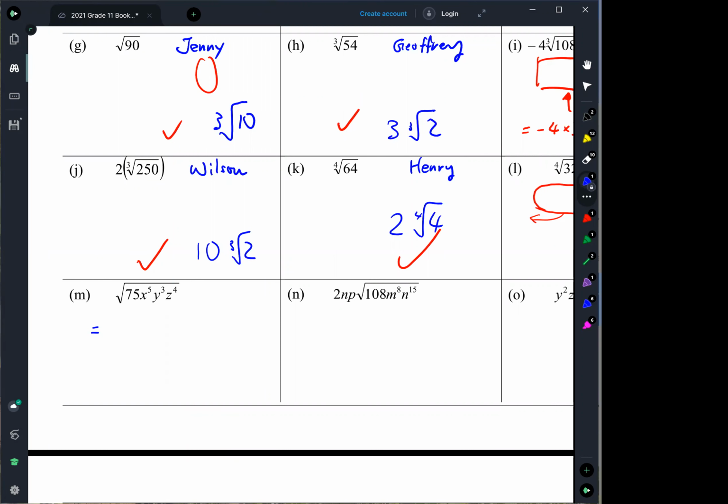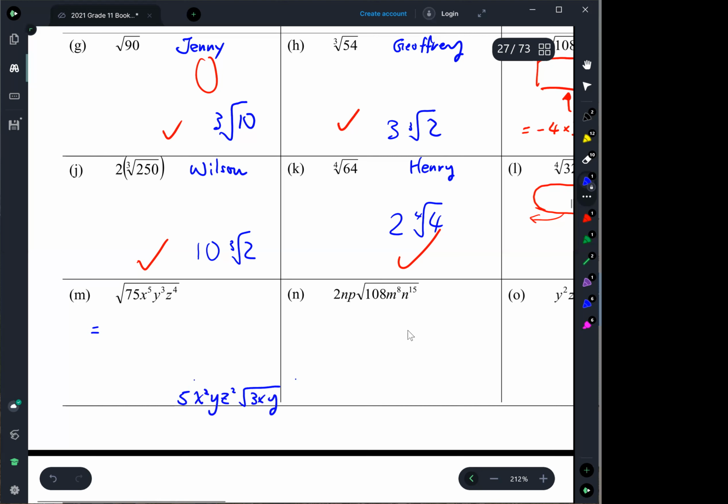All right, what's your final answer for M? Do you want me to write it down? No, you can just say it out, I'll write it. Oh, okay. 5x to the power of 2, 5x squared, and then y, z to the power of 2. And then square root 3xy. Okay, thank you.